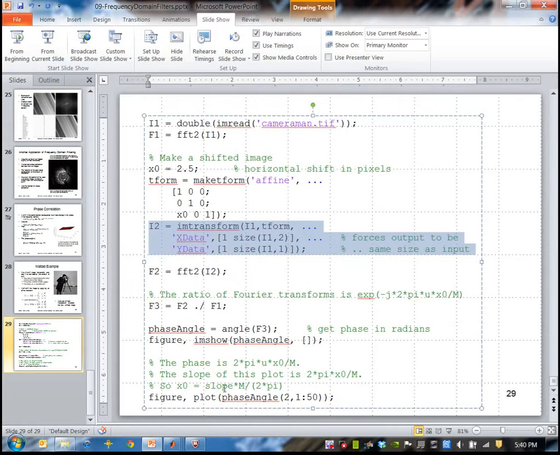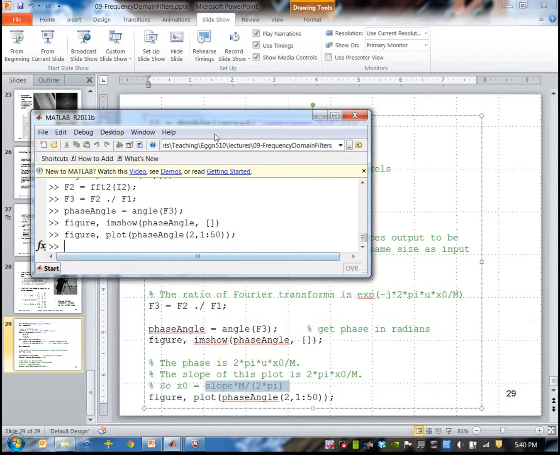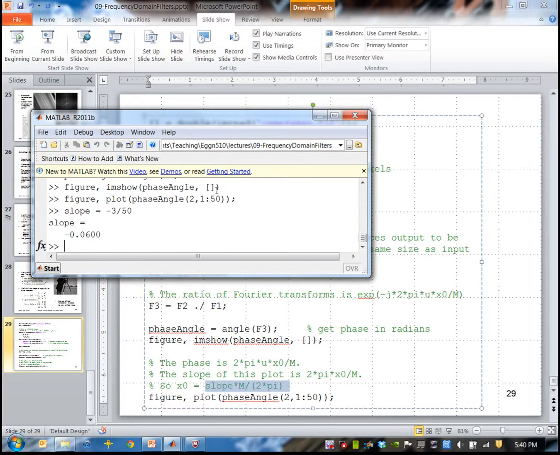So the slope is 2 pi x0 over m. So that means if I solve for x0, it's the slope times m over 2 pi. So if I go ahead and solve for that, slope I said was -3 over 50. So slope multiplied by m, m is the size of this image, which is 256 by 256, divided by 2 times pi. So that gives us -2.4446, which is pretty close to my actual shift that I provided, which was 2.5.